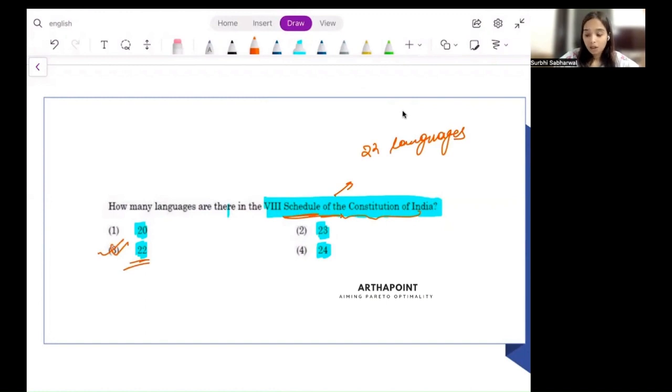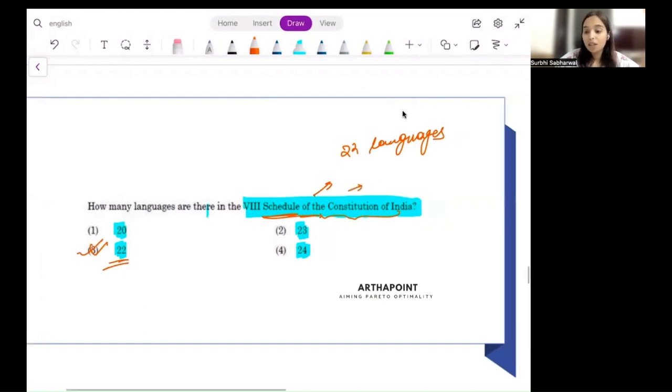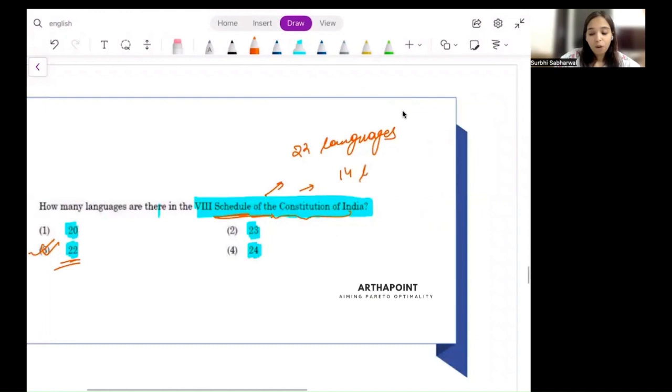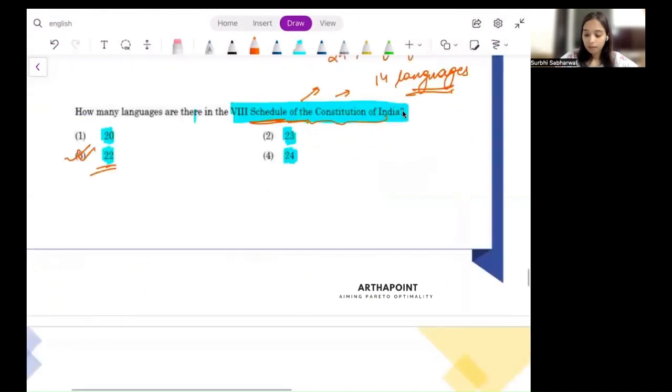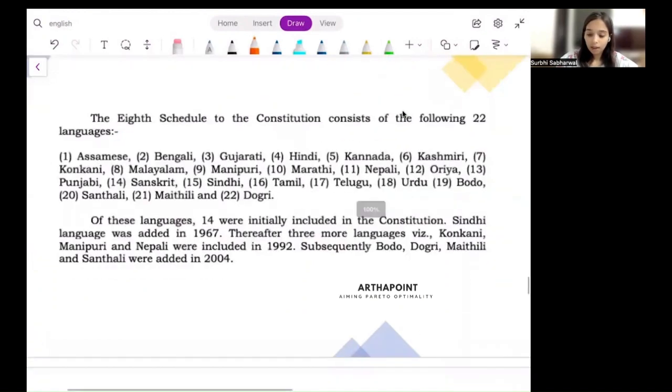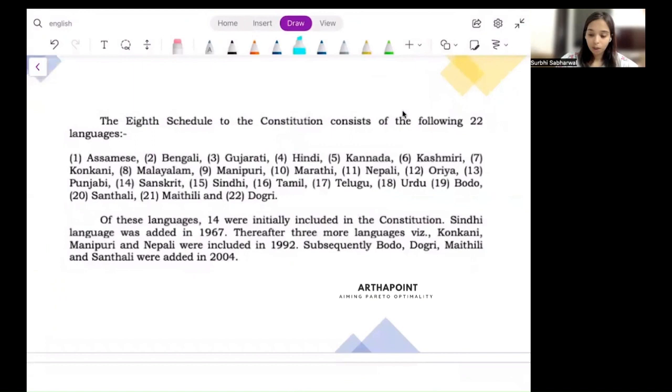One thing that you must know is the fact that out of these 22 languages, 14 languages were essentially present in the 8th schedule. Let us quickly look at the 22 languages that are given here. So these are Assamese, Bengali, Gujarati, Hindi, Kannada, Kashmiri, and so on and so forth. So all the 22 languages have been mentioned here.